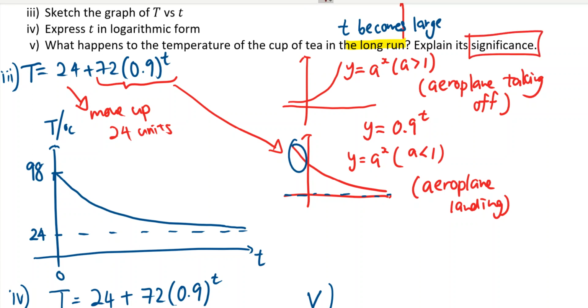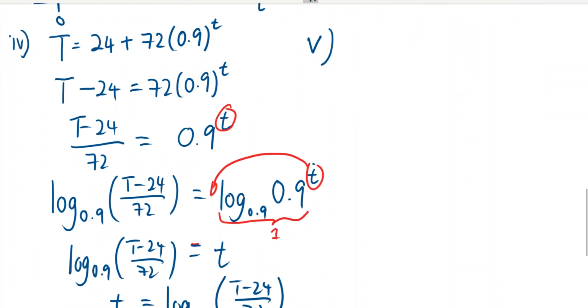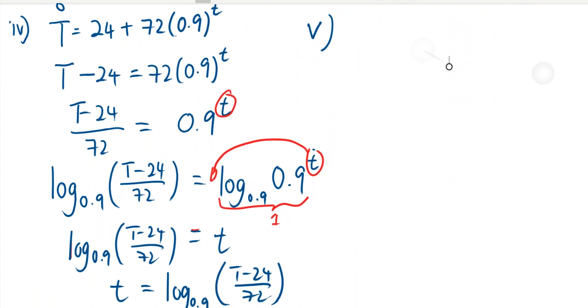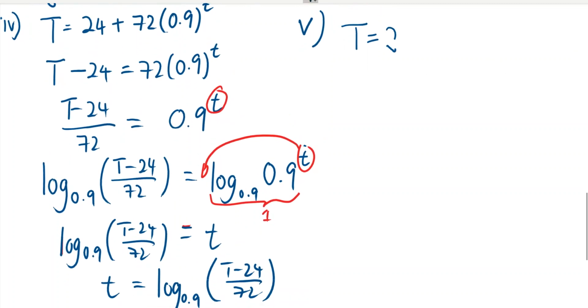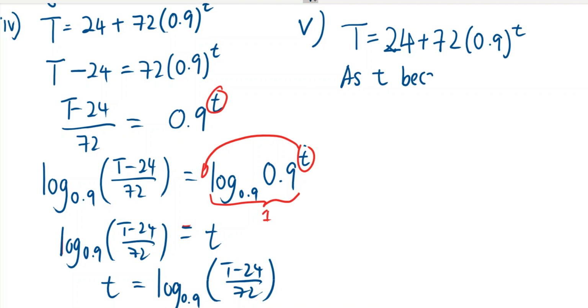Alright, significance. Now, the way to present this is very important, and this shows the examiner whether the students truly understand log as a whole topic or not. So this will be equal to 24 plus 72, 0.9 to the power of t. How do we present it? As t becomes large, or if you want to do it more professionally, you say t approaches infinity. This is a mathematical way of writing.